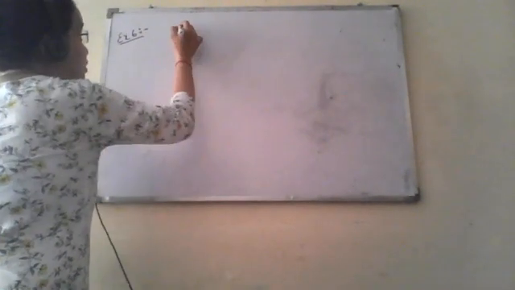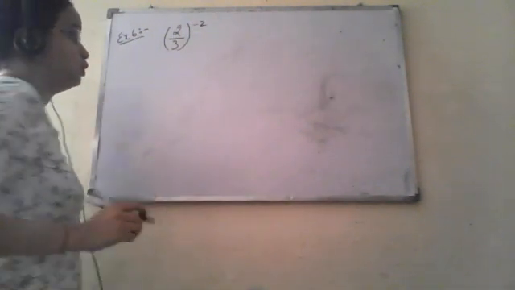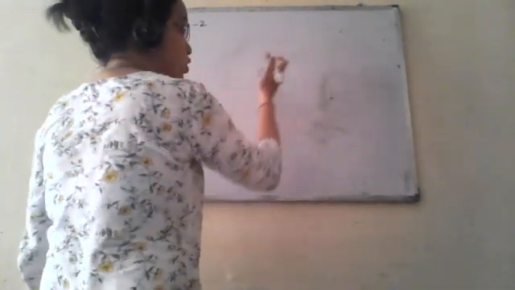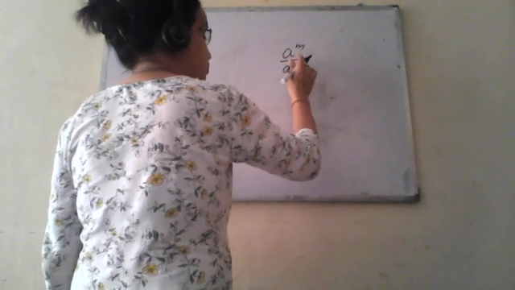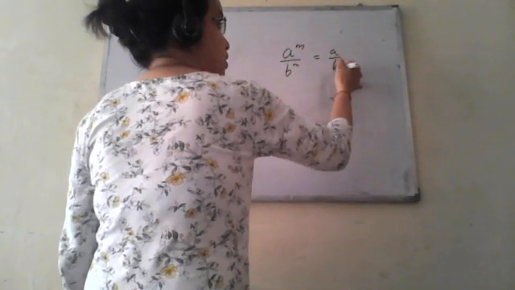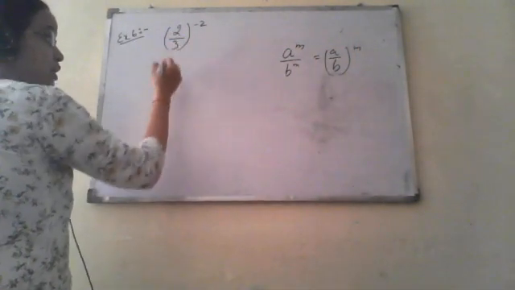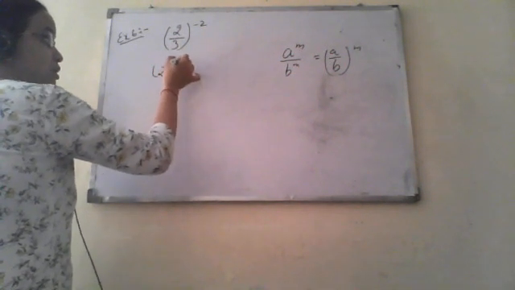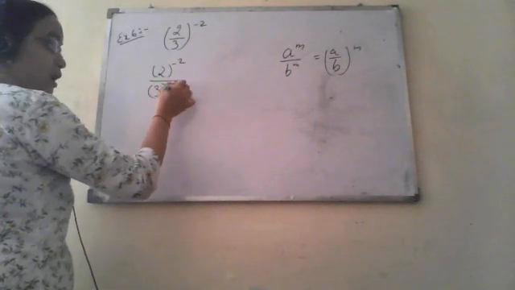Example 6. We have to find the value of (2/3) to the power minus 2. Now it was like (a/b) to the power m, which equals a to the power m upon b to the power m. So this is the inverse form. So we can write it as 2 to the power minus 2 upon 3 to the power minus 2.